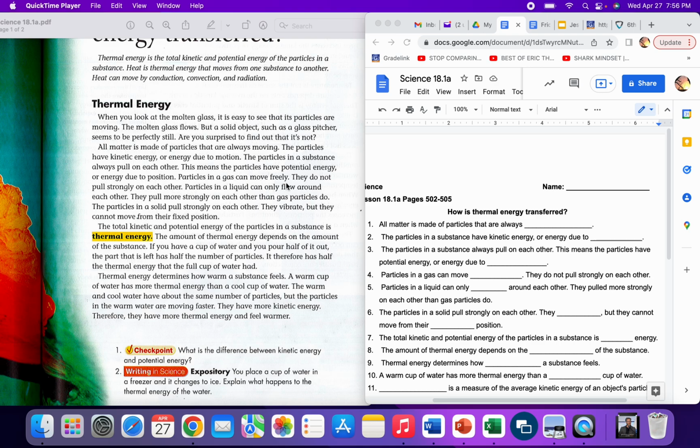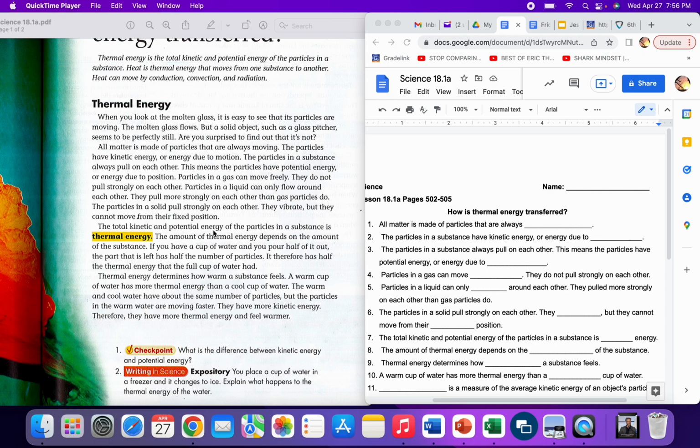Particles in a gas can move freely. They do not pull strongly on each other. Particles in a liquid can only flow around each other. They pull more strongly than a gas would. Particles in a solid pull strongly on each other. They vibrate, but they cannot move from their fixed position. So they're moving, guys. And if we had asked you which ones pull the strongest, solids pull the strongest. So weakest with the gas, then liquid, then solid.